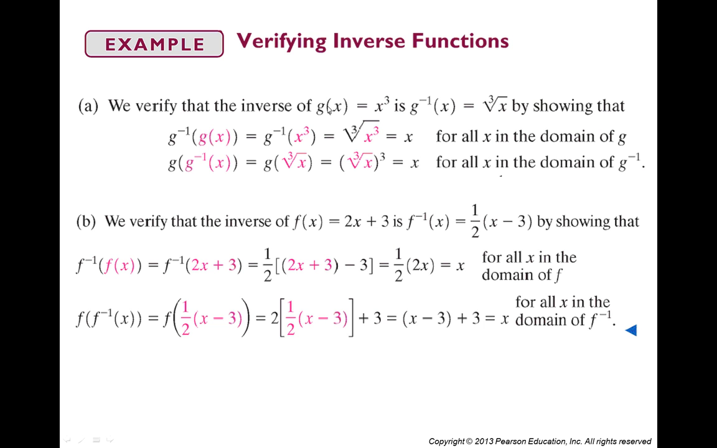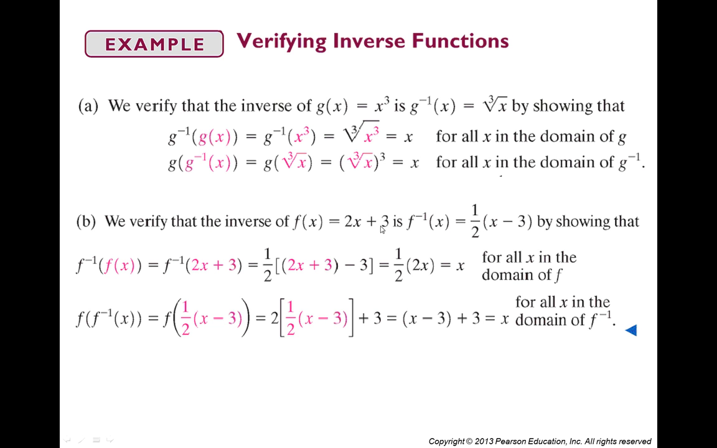So we verify that the inverse of g of x equals x cubed is the cube root of x. And if you notice, the opposite of cubing is cube rooting. That's on purpose. By plugging in x cubed for x in our function, the cube root of x cubed is x. Okay? And then we do the opposite. We put the cube root into our cubed function. So if we take the cube root of x and we cube it, we get x. So we can say that these two are inverses.